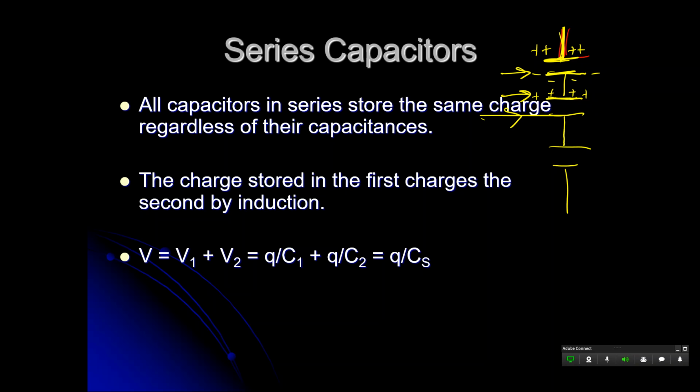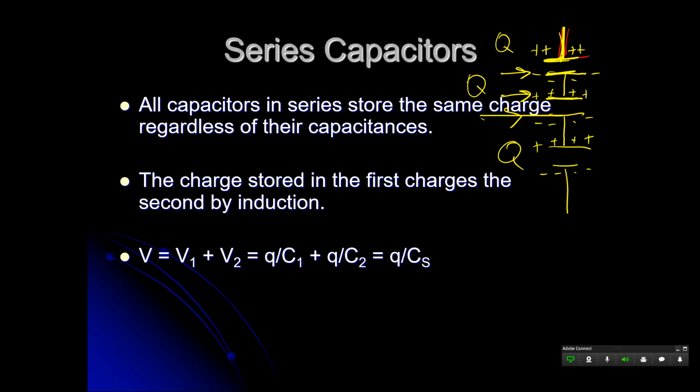Now, what's going to happen right here? It's going to be negative. How negative? 4. So it's going to have the same charge again, right? And the same thing here. We just continue going. So as you can see, whatever the charge of this first one is, it's going to be the same as the second one, and it's going to be the same as the third one. And however many capacitors there are in series, the charge is going to be equal regardless.